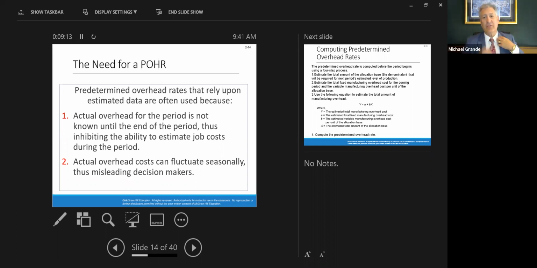Actual overhead costs can fluctuate seasonally, thus misleading decision makers. So the overhead may be higher in January than it is in June. So you don't want to use the actual information from January because it'll affect what happens eventually in June. So we need a blended rate.